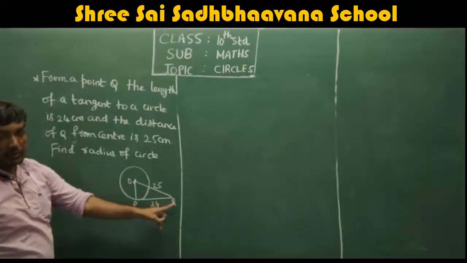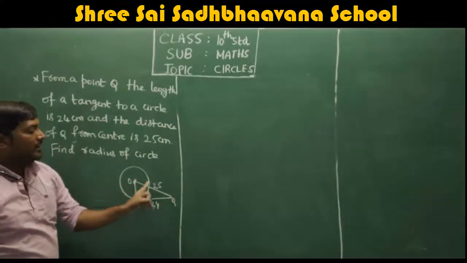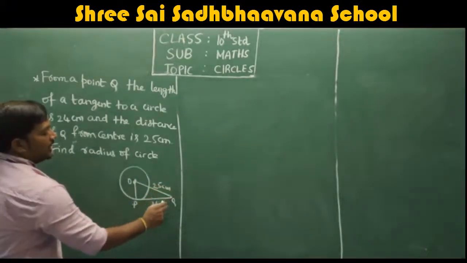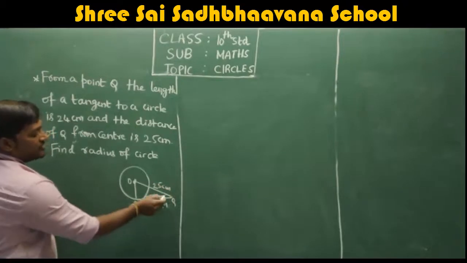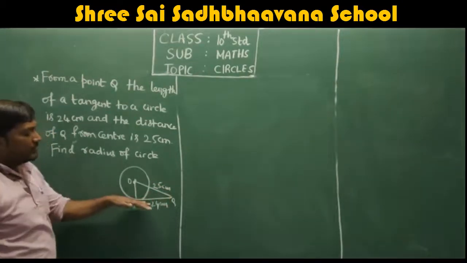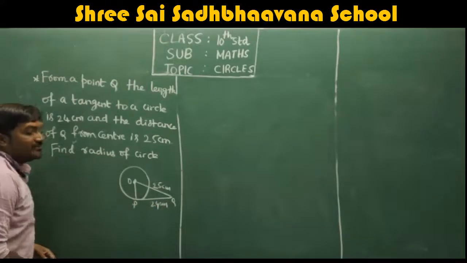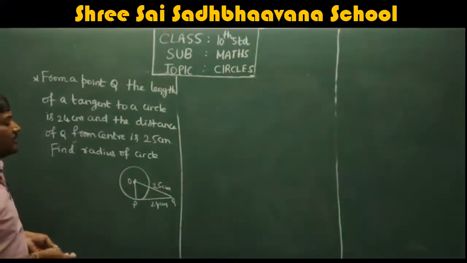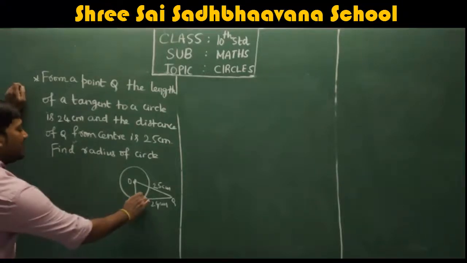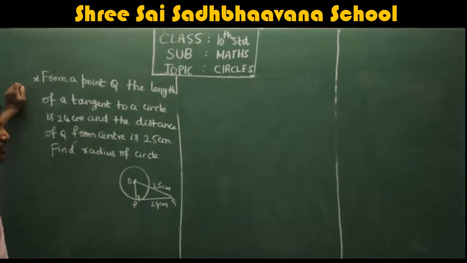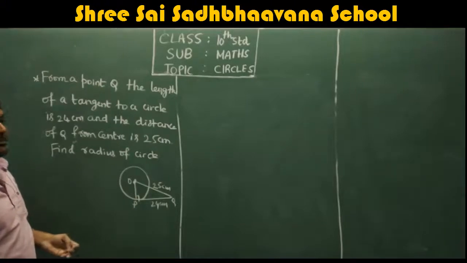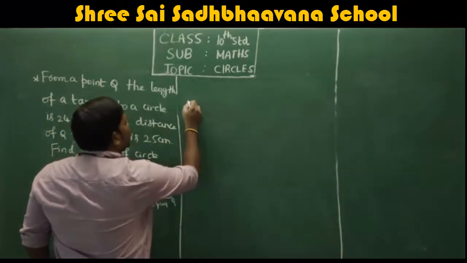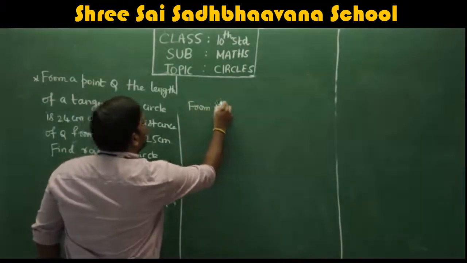It means point Q is outside. If you draw one line from O to Q, that length is 25 centimeter, and the length of the tangent from the external point, which is PQ, is 24 centimeter. You find OP. Very simple sum, because as we know, from triangle OPQ, by theorem 10.1, you can write that.